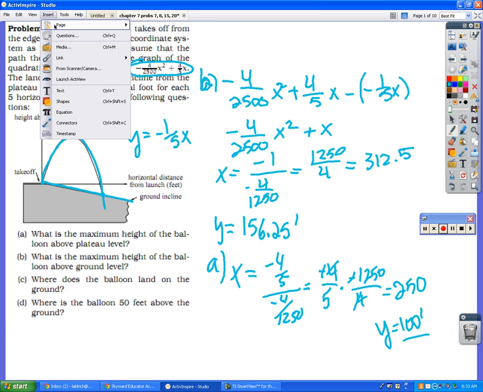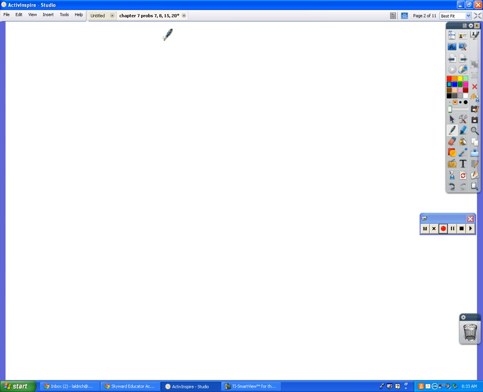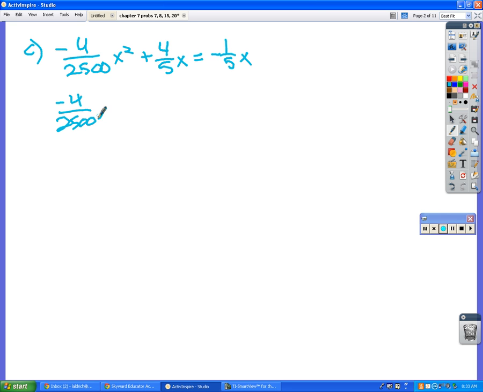Or you could be a good math student and do it algebraically by setting them equal to each other. So the first equation is negative 4 over 2500 x squared plus 4/5 x? Yeah. And we want to figure out when that equals negative 1/5 x. So how would you solve that? Add it over to the other side. So I get negative 4 over 2500 x squared plus x equals 0.